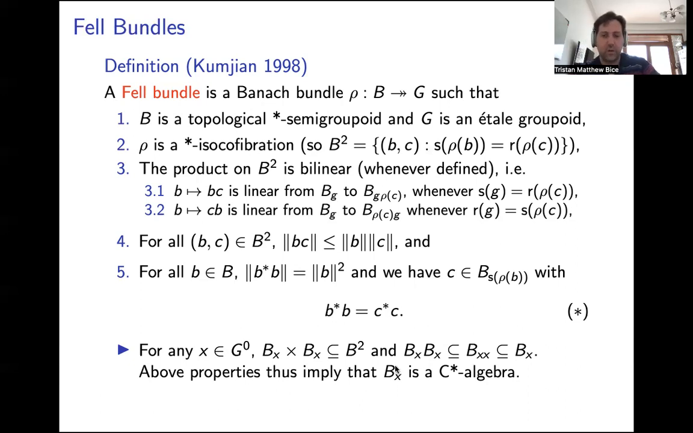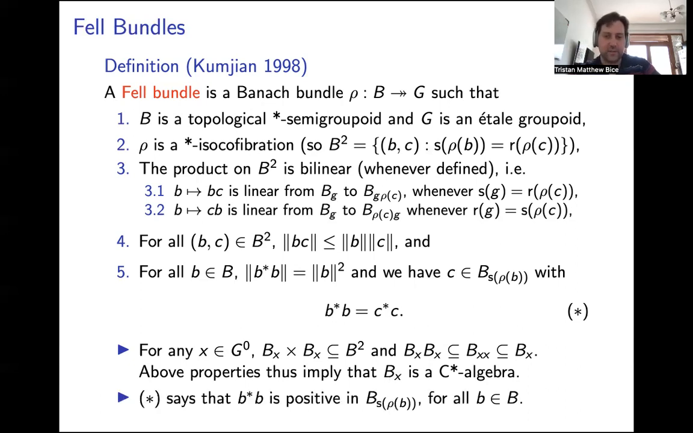Once you know that the unit fibers are C-star algebras, you can interpret this in a slightly better way. What this star condition is really telling you is that whenever you take any product of the form B star B, it has to give you some positive elements within the unit fiber, positive in the usual C-star algebraic sense. So it's not obvious. You think B star B should be positive, but if you're looking within that fiber, this is exactly what you need to show it.